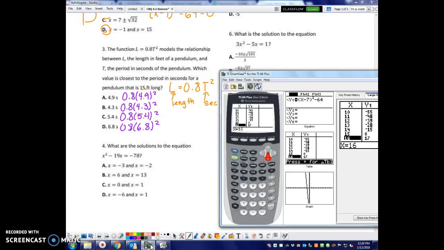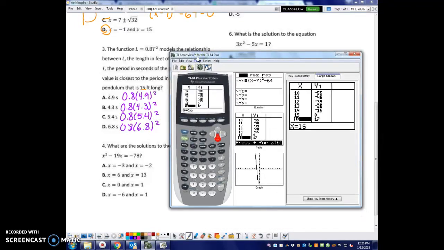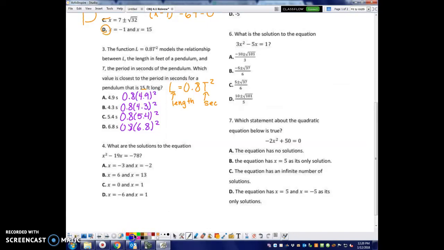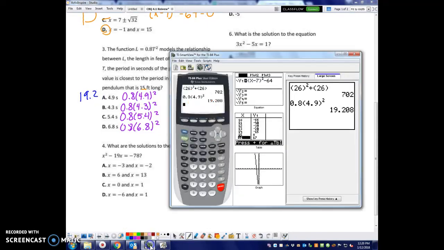So we're going to take our calculator. 0.8, don't forget your parentheses, 4.9 squared. Enter. They gave us 19.2. So I'm going to write that on the side over here. 19.2. Okay, check the next one. 0.8 parentheses 4.3 squared. 14.7.